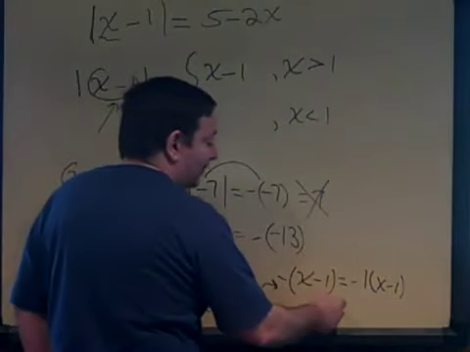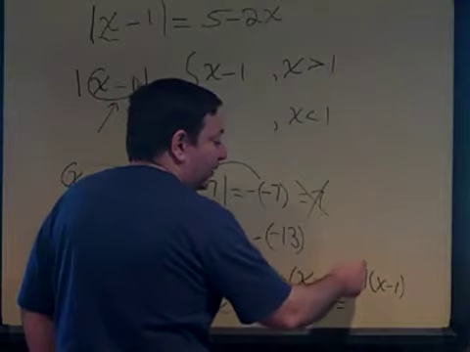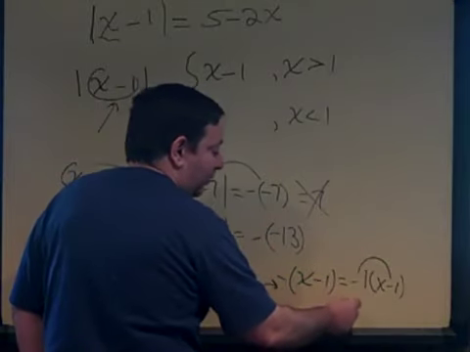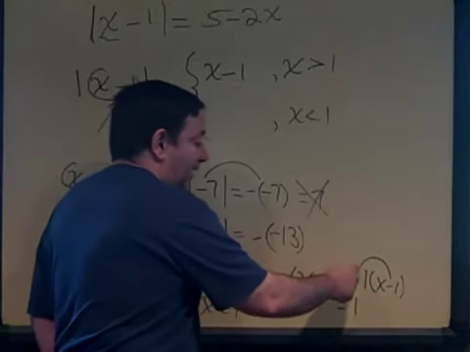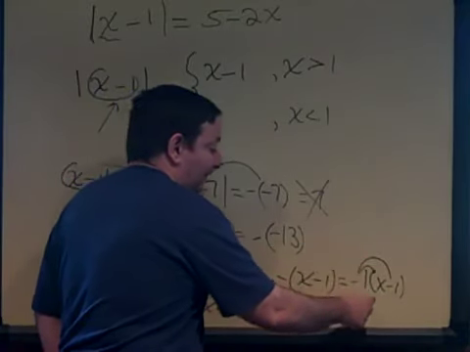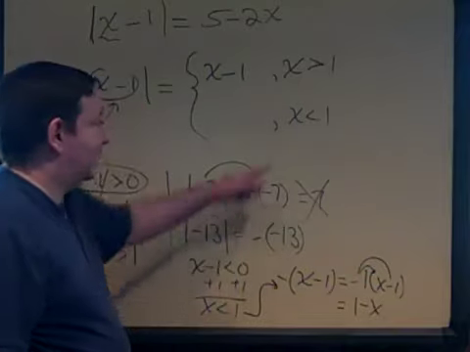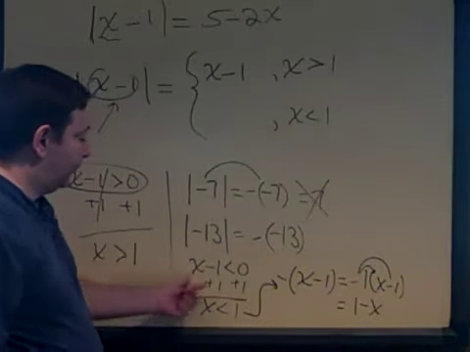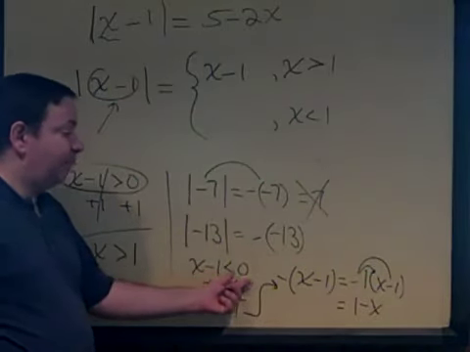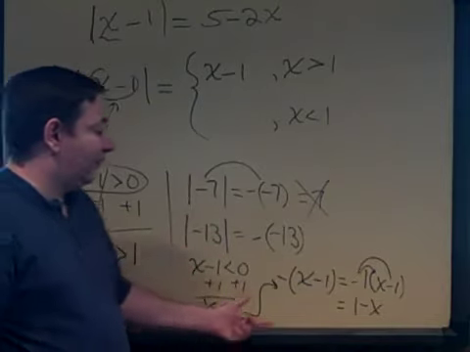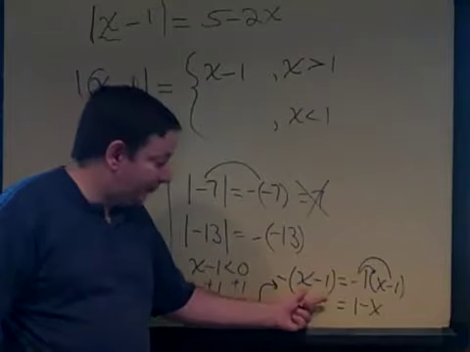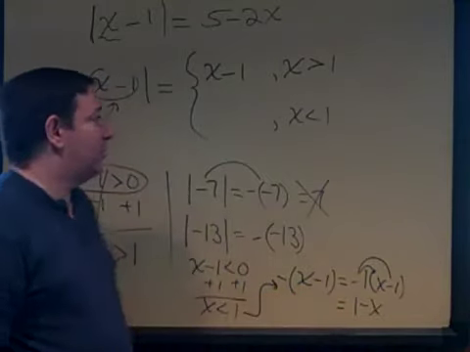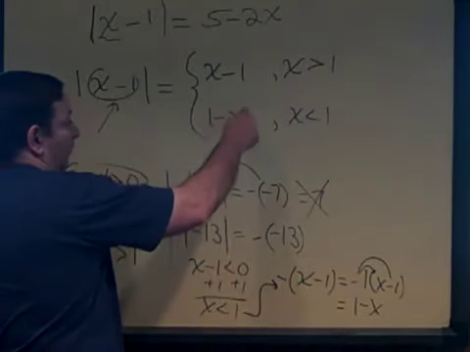Now, I love positive quantities to write first. Negative 1 times negative 1 is positive 1, or just 1. And negative 1 times x is negative x. When x is less than 1, x minus 1 will be negative. And if x minus 1 is negative, the absolute value of x minus 1 will be negative x minus 1, also known as 1 minus x.